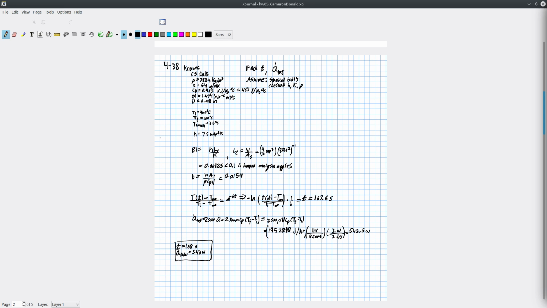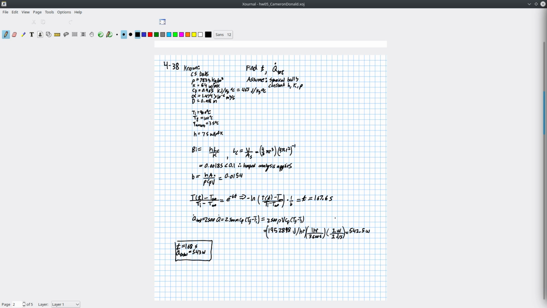First we're going to find the Biot number to confirm that lumped analysis can apply, which we find here. And then we're going to find the parameter b, so we can use that (T(t) - T∞)/(Ti - T∞) is equal to e^(-bt), and solve for t.